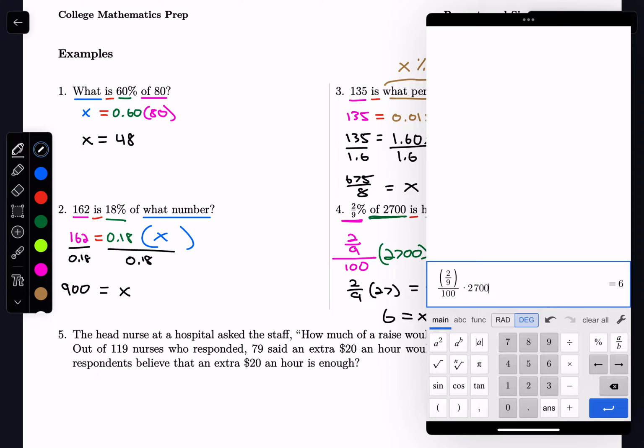So the reason I showed you how to do this one by hand first is it's actually kind of tricky to type that into a calculator. Whenever you have a fraction divided by something, it's good to use parentheses around the numerator to make sure it lines up correctly in the calculator. All right, moving on, number 5 here.